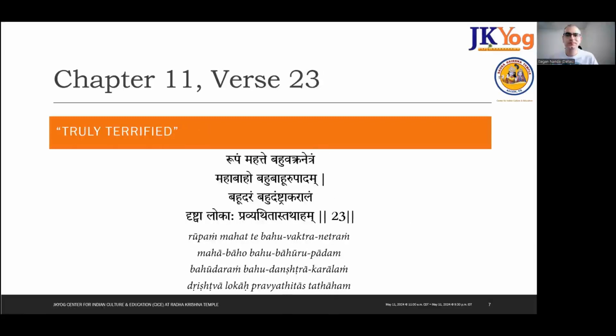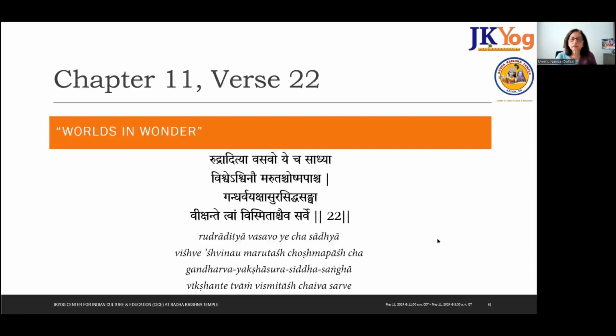So the only thing is, it is dirgh and short, long and short. The first pada, Bahu, it is chote u ki matra, so it is hraswa swar. That matra is so short in time. The next pada, Bahu, and then Bahu. Then the third pada, Bahudaram. But the next word is Bahu Danshtra. So longer and shorter, Dirgh and Hraswa. So we have to take note of all these small nuances. So let's go for the rendition once again.